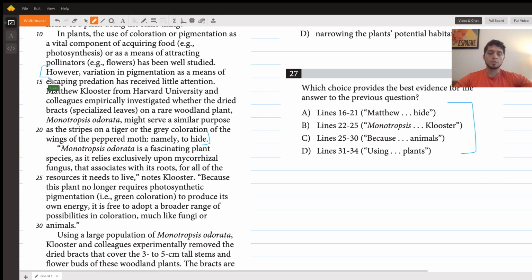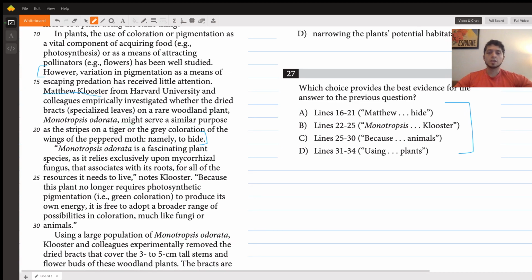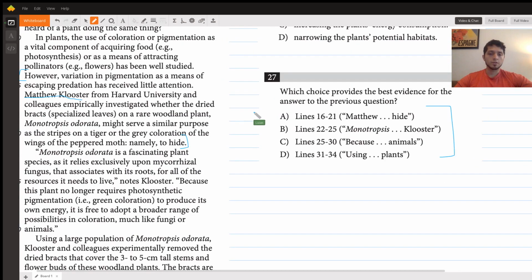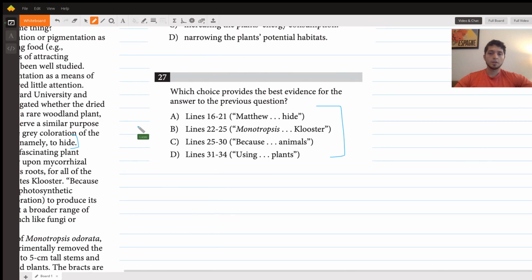So this right here is basically explaining the question that spurred the research for Matthew Klooster. It's introducing his project overall. What it doesn't do is tell us anything about the nutrient requirements of many plants. There's really nothing mentioned about that in here. So I think we can feel pretty confident in eliminating answer choice A.